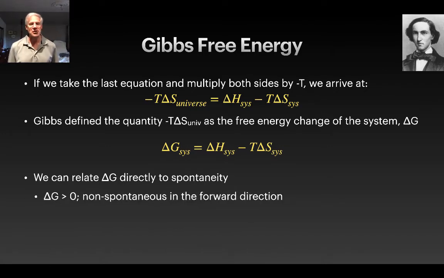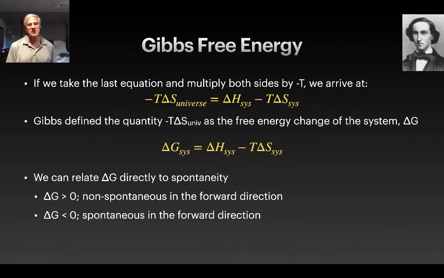So if delta G is greater than 0, then that reaction is non-spontaneous in the forward direction. It will be spontaneous in the reverse direction. If the delta G is negative or less than 0, then it will be spontaneous in the forward direction and non-spontaneous in the reverse direction. And if something has a delta G that's equal to 0, it means it has no preferred spontaneity in either the forward or reverse direction, and that means that the reaction is at equilibrium. So now we've been able to tie all of these thermodynamic quantities back to equilibrium, which is pretty exciting.